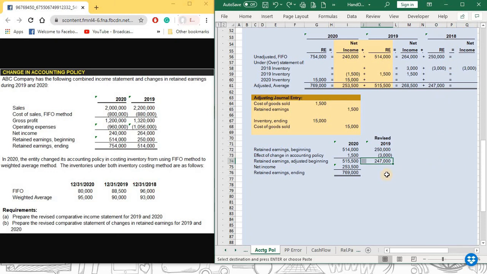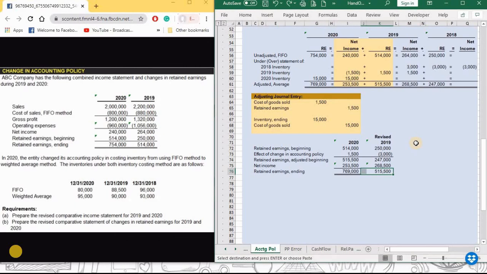Then let us add net income. Again, which net income would be added to 247,000 pesos? Since the 247,000 is adjusted, the net income that must be added is also adjusted. So that is 268,500. So 247,000 plus 268,500 will be 515,500, which is the adjusted beginning in 2020 or the adjusted ending in 2019.